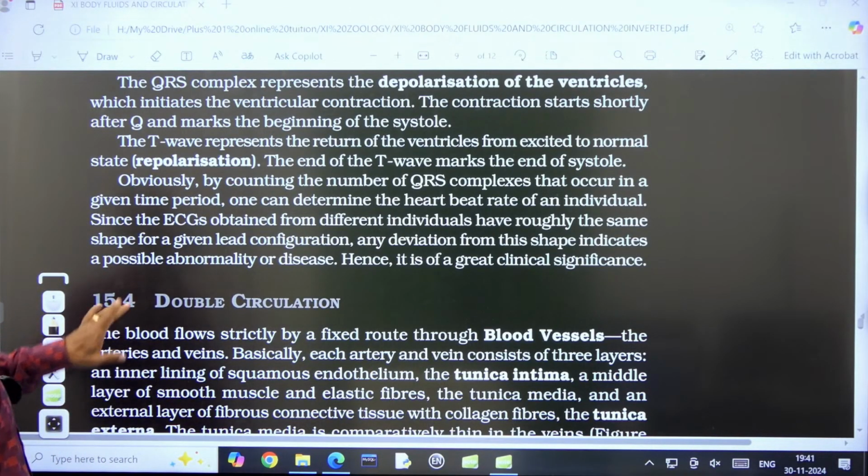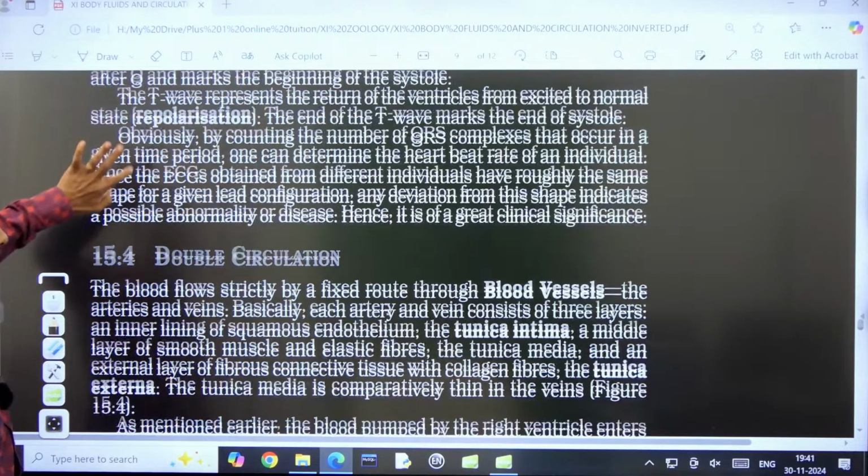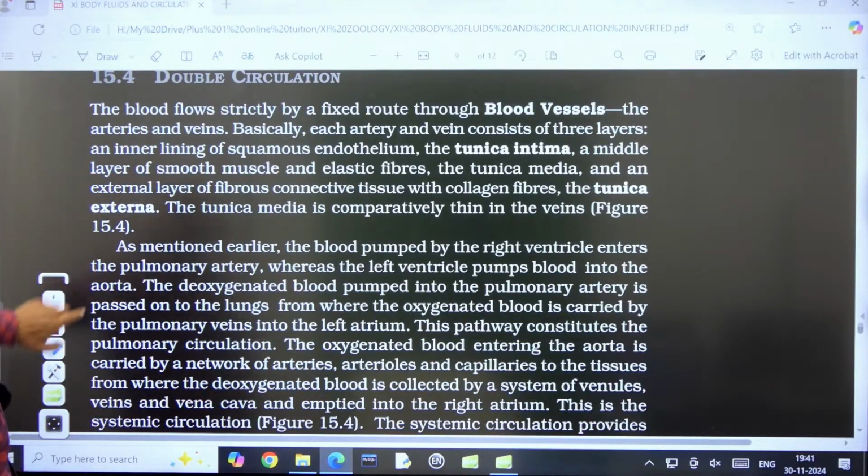Now we pass on to the next point, namely double circulation. So, we are going to the previous diagram.